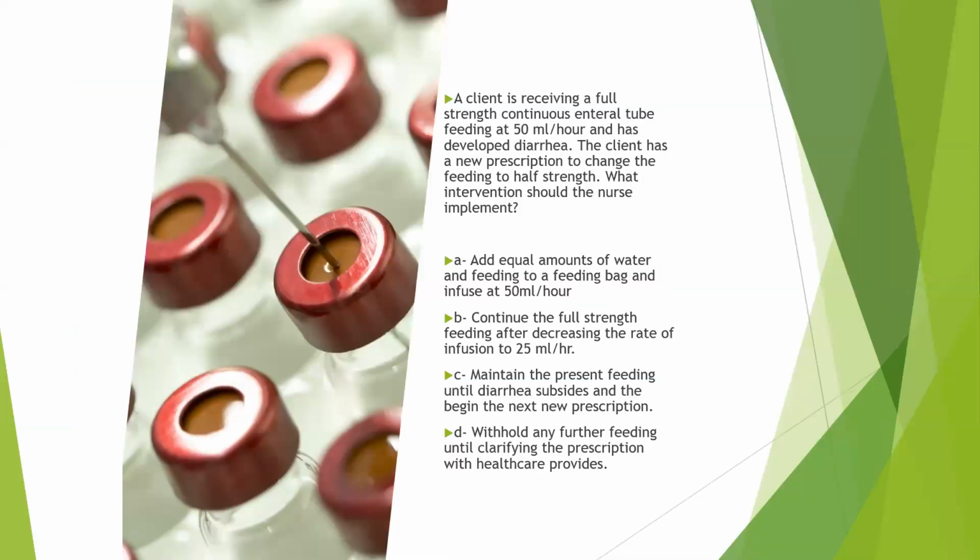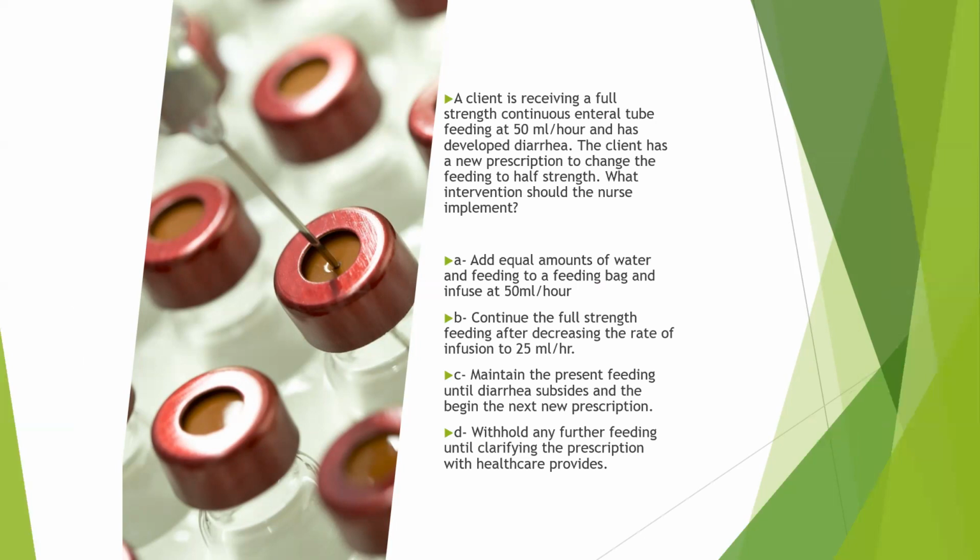The client is receiving a full-strength continuous enteral tube feeding at 50 mLs per hour and has developed diarrhea. The client has a new prescription to change the feeding to half strength. What intervention should the nurse implement?